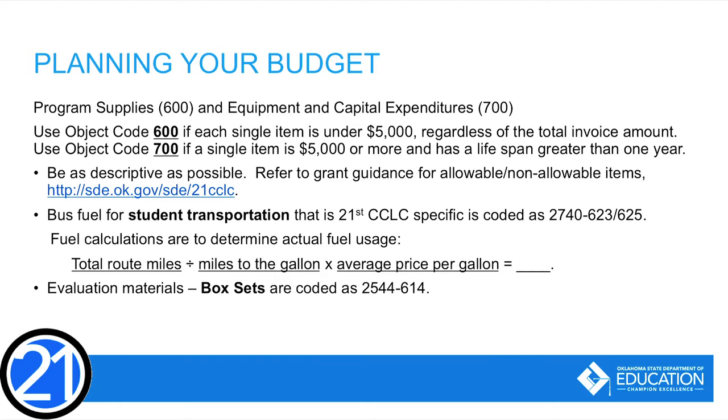Evaluation materials, also known as box sets, are also a requirement for each 21st Century program to purchase every year. Your program must purchase a separate box set for each site. Sites are determined by the county district codes listed in your grant application. Please be sure you purchase the appropriately aged box set for each site.